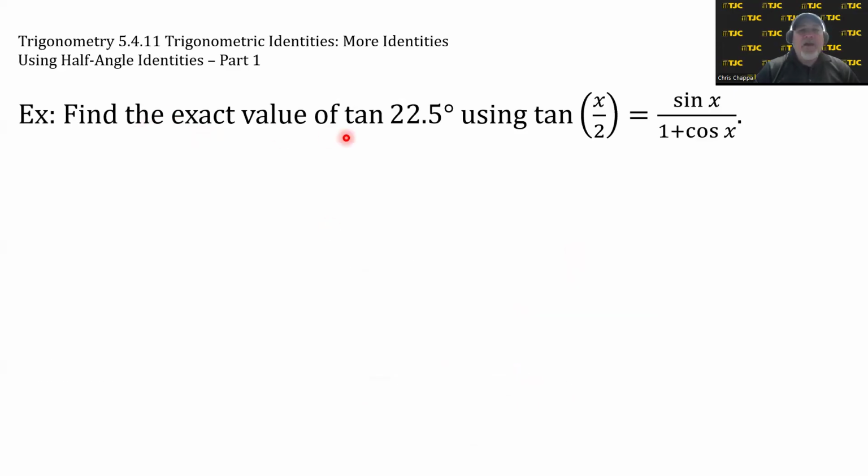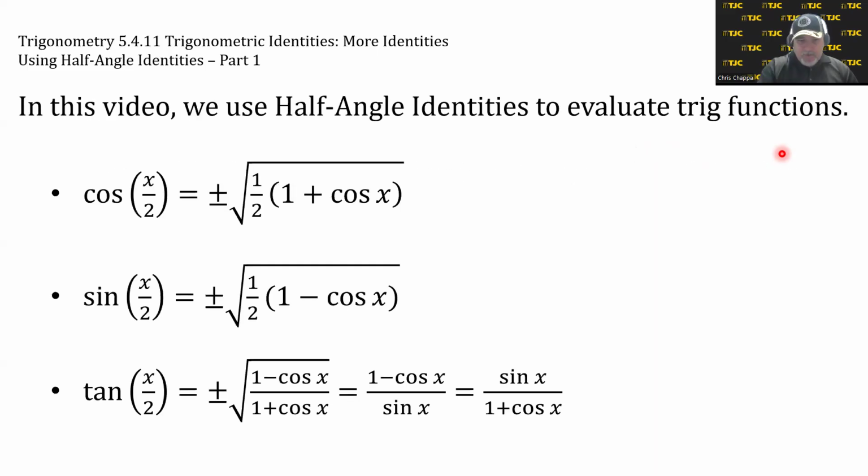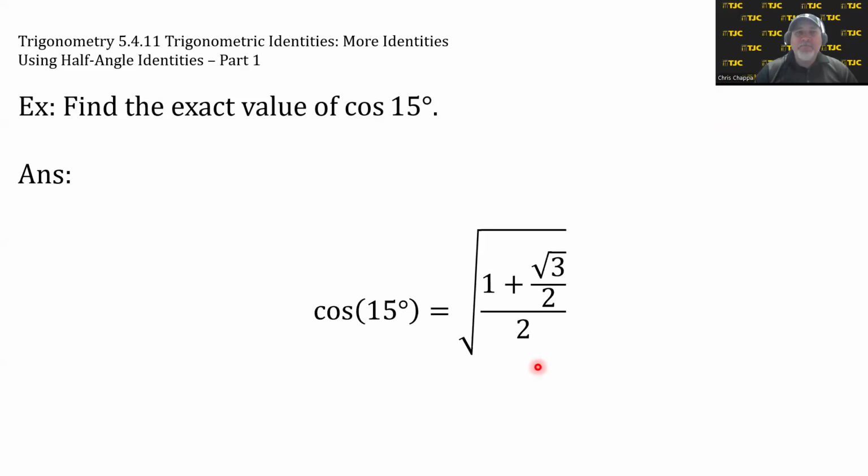Let's try one more. Find the exact value of tangent of 22.5 degrees using, and I'm telling you specifically which one to use, tangent of x over 2 equals sine of x over 1 plus cosine of x. Now, it's worth mentioning that we have 3 choices for tangent. I can go back real quick and show you what they were. These 3 on the bottom down here. But there's a reason why I want to use this one, because I want to show you a move that may or may not be in your skill set.